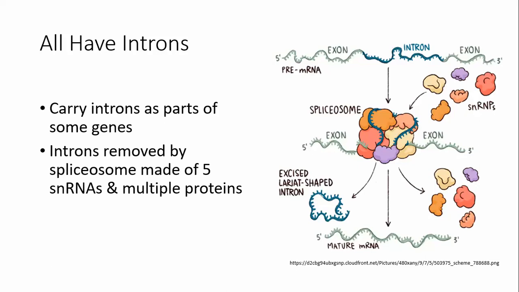All of our genes have introns. We have at least some genes that have introns in them, and all of those introns are removed by a spliceosome. And that spliceosome has like 5 small nuclear RNAs and a bunch of proteins put together. So we all have introns that we splice out.